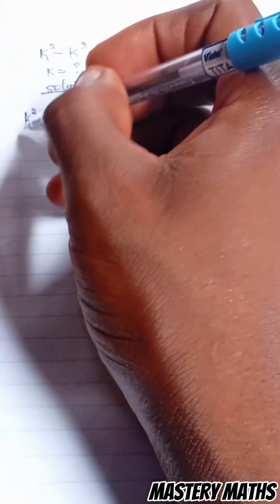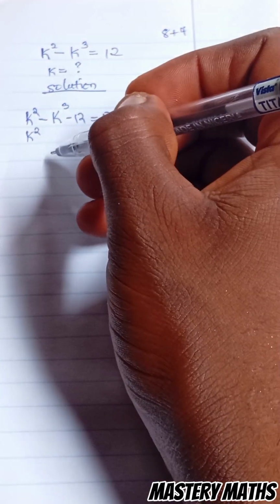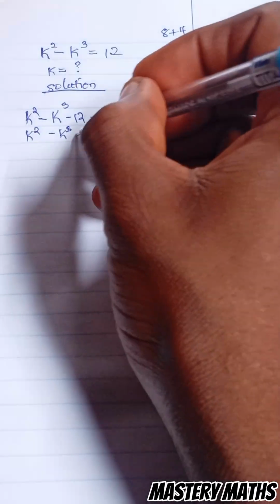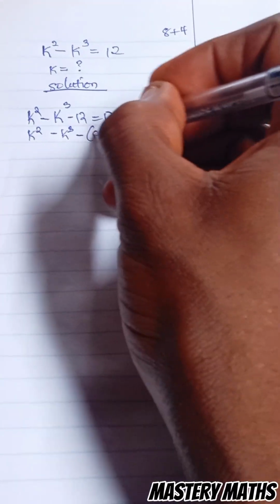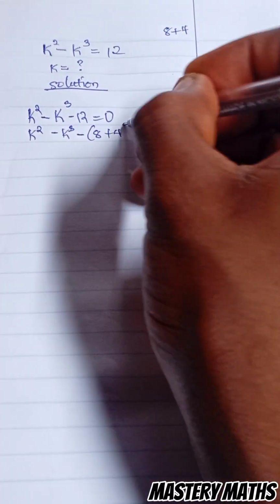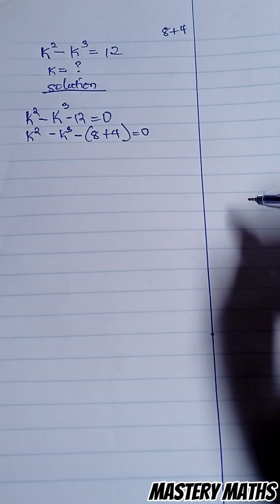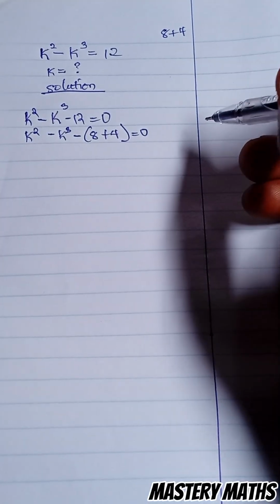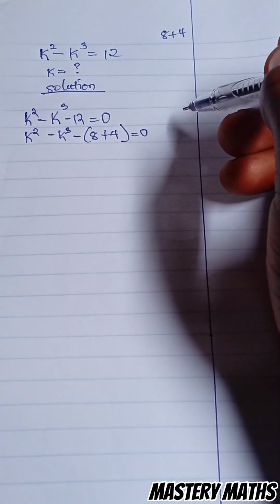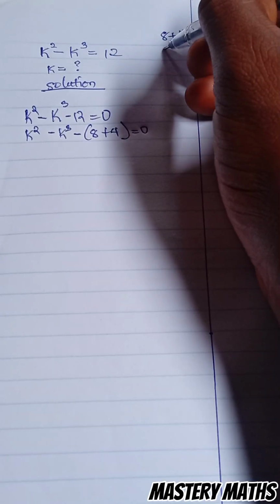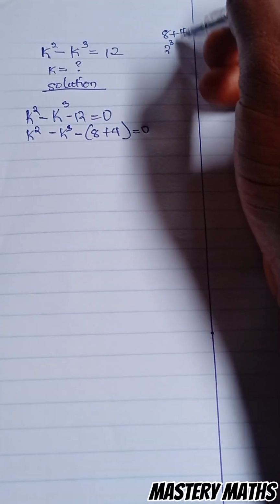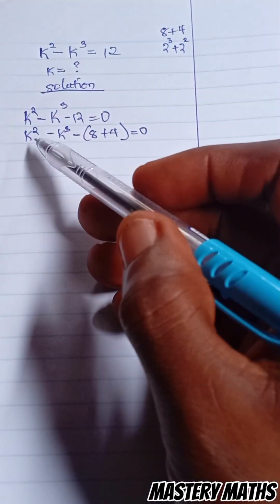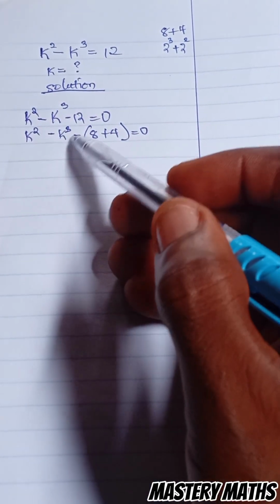In order to do that, first of all, we have k², which we bring down, minus k³. Then we put our minus, we take the 8, open the bracket, 8 plus 4, close the bracket, equal to 0. Now, what should we do? Why did we use this? We used it because we're going to raise them to the power. Having the same base, 2 raised to the power of 3 will give us 8, plus 2 raised to the power of 2 will give us 4. You see that? Having the same thing as the k² and k³.